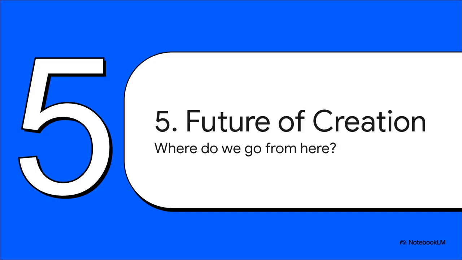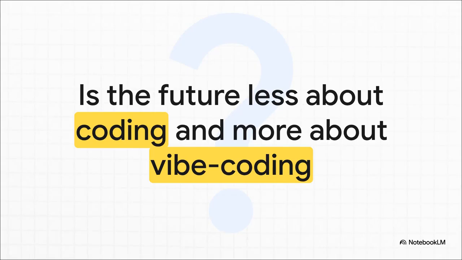So, when we step back from all the details, what does a tool like Opal really signal about the future? Where are we all headed with this? Ultimately, Opal pushes us to ask this really big question. Are we slowly moving into a new era of creation? An era where building software is less about mastering the rigid syntax of a programming language and more about the art of description, of prompt engineering, of, well, vibe coding. It's a pretty fascinating thought, and tools like Opal are our very first glimpse of what that future might actually feel like.